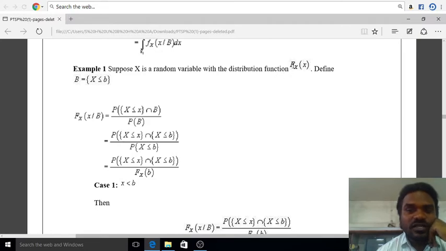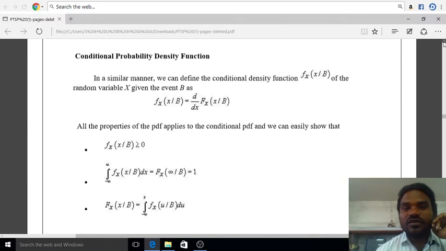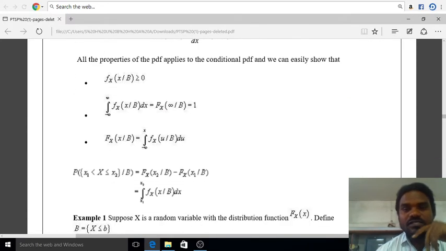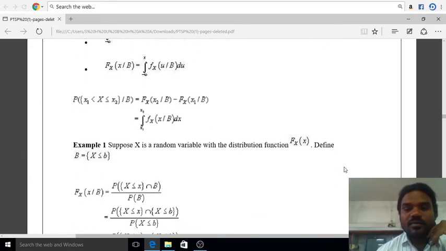Just now I told that the distribution function can be represented with capital F, whereas the density function is denoted with a small f. A small f means it is a density function, and capital F is nothing but the distribution function. In the question we have the probability distribution function, F_X of x.